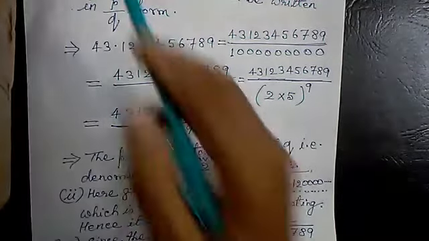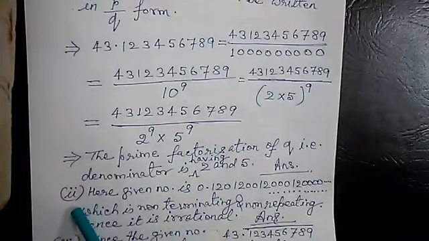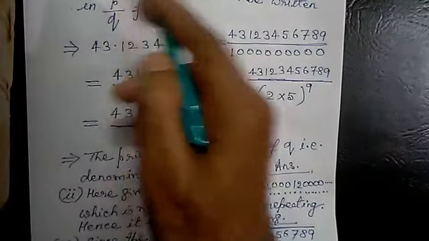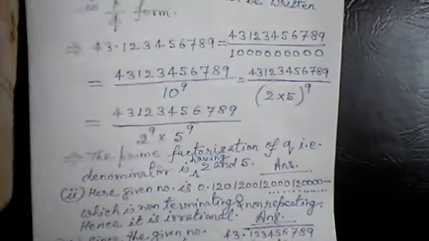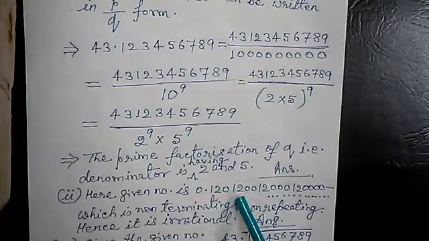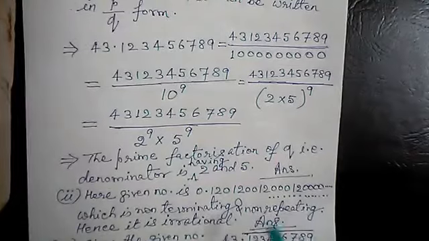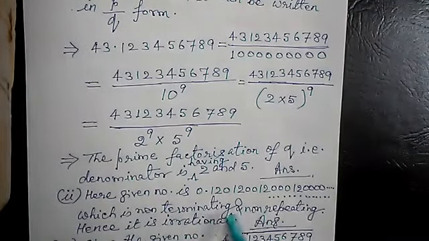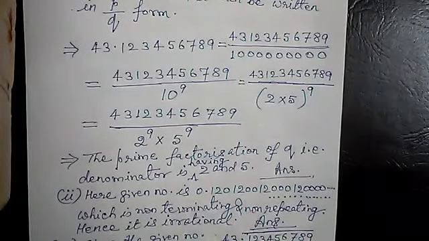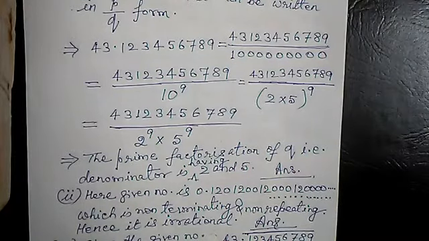Now for the same sum number 3, there is the second. There are 3 sums in number 3, 1, 2, 3. So see the second of the 3. Here the given number is 0.120012000120000 and so on, which is non-terminating and non-repeating. See the number, it is clearly non-terminating and non-repeating, hence it is irrational. So this is the answer.